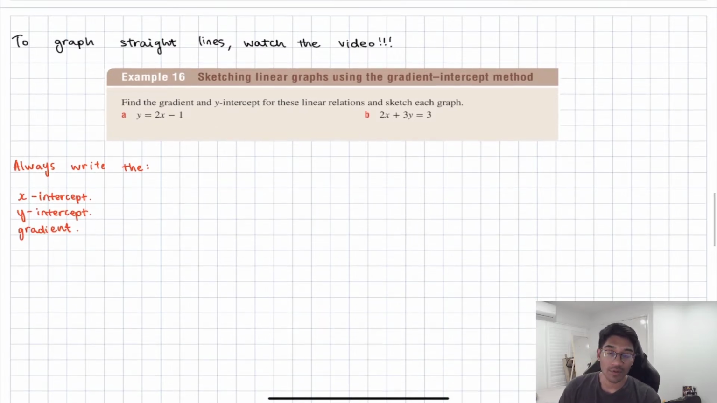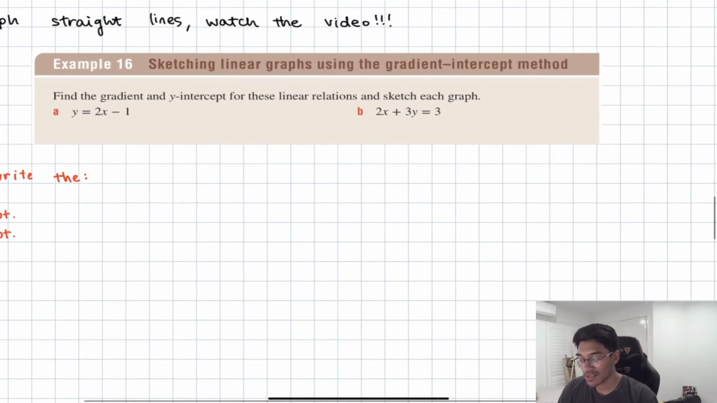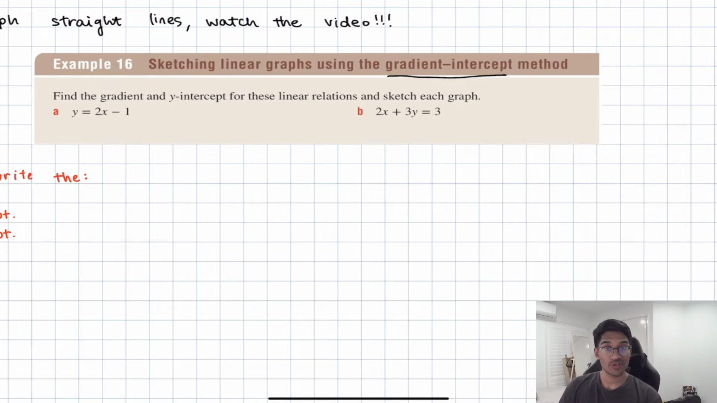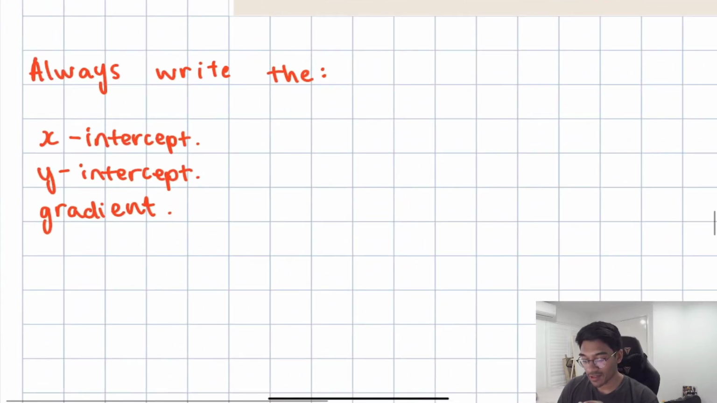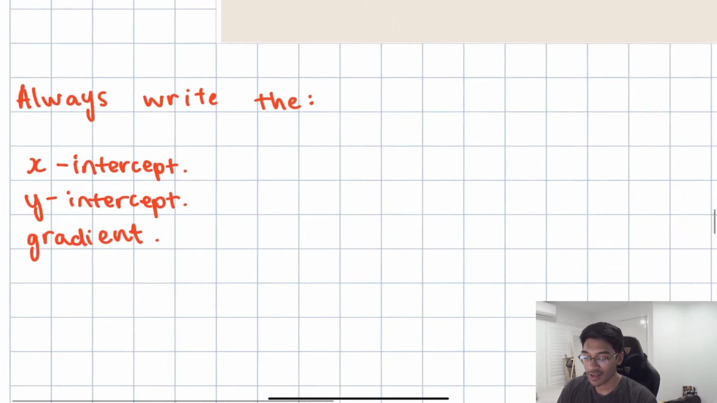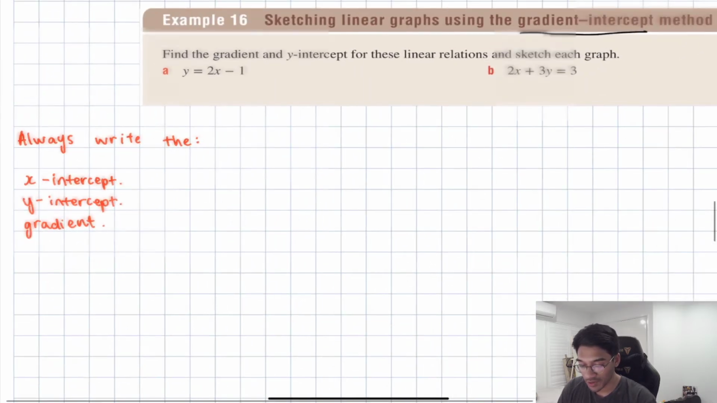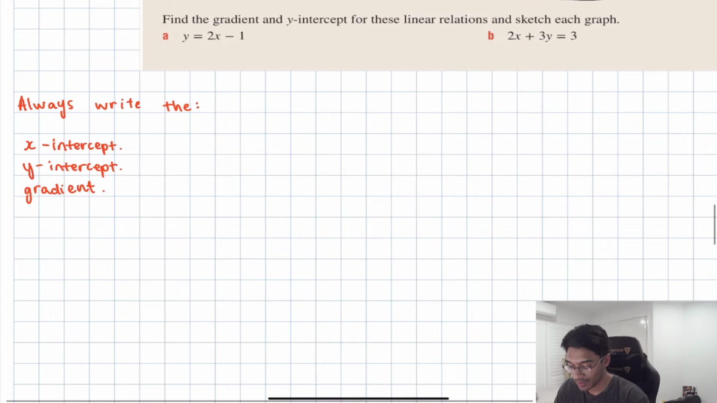So there are a few ways that the textbook will ask you to do it. So for instance, it might say sketching lines using the gradient intercept method. Or it might say sketching graphs using our y-intercept and x-intercept method. Regardless of whichever way it asks you to do it, I want you to do it the way I'm going to show you now. So I want you to always write down the x-intercept, the y-intercept, and the gradient. And I'm going to show you how. So we're going to use a calculator for all of this. So I'm going to look at example A.